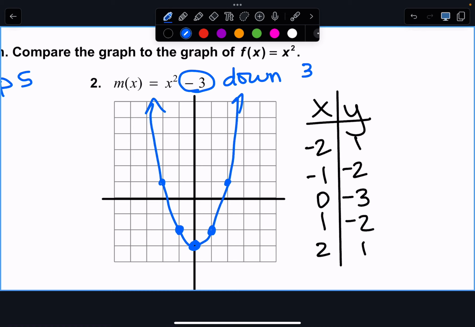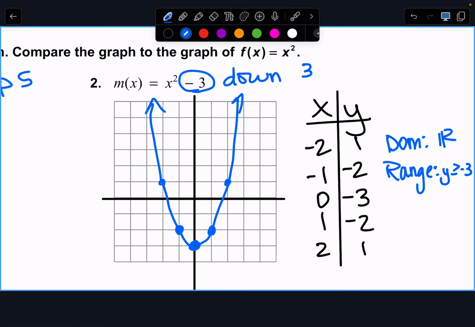Let's talk about the domain and range of this parabola. First of all, what's always the domain? But now that we have our parabola moving up or down, our range is going to be affected. So, David, where's the lowest point? What's the lowest y value? Okay, so y is greater than or equal to -3. We start at -3 and get bigger.